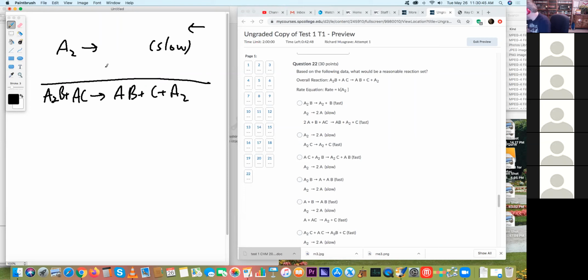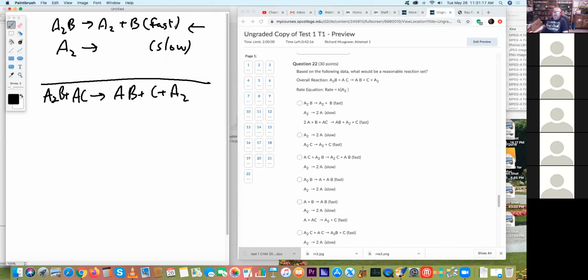So what I'll do is say, if this A2 is not in the first step, it must have come from somewhere, and we posited that it came from the A2B. And if I was doing that, it'd be A2 plus B. This will be fast. Any step that isn't slow, obviously, will be faster. Okay, so I'll stop there for a second. Does anybody have any questions about why I did what I just did there?